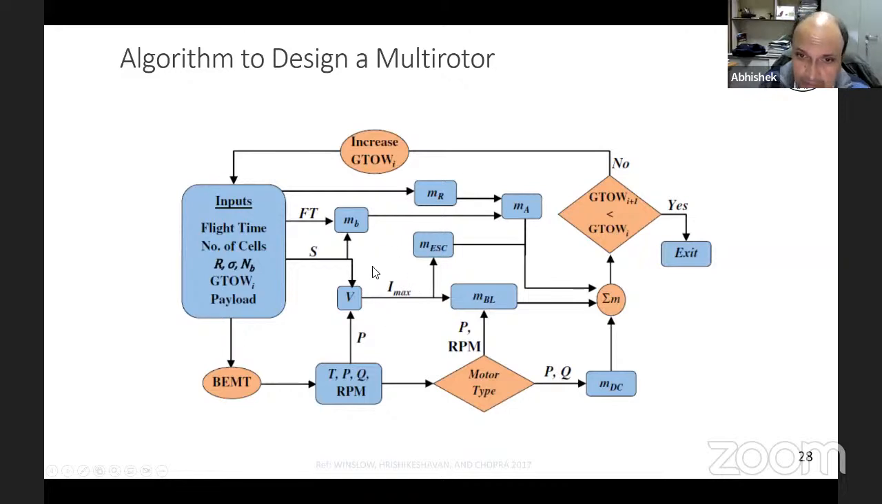This maximum current is used to estimate the mass of the brushless motor and the mass of the ESC. How do you estimate? We'll see that in the coming slides. So you estimate these component masses. Then in addition, we have the overall requirement of flight time. Once we know the power required, we can find the energy requirement, and from that we can estimate the mass of the battery required. In this case, it's a purely battery powered vehicle. How do we get the mass of the battery? In the earlier graph you saw that current battery technology is typically around 250 watt-hour per kilogram.